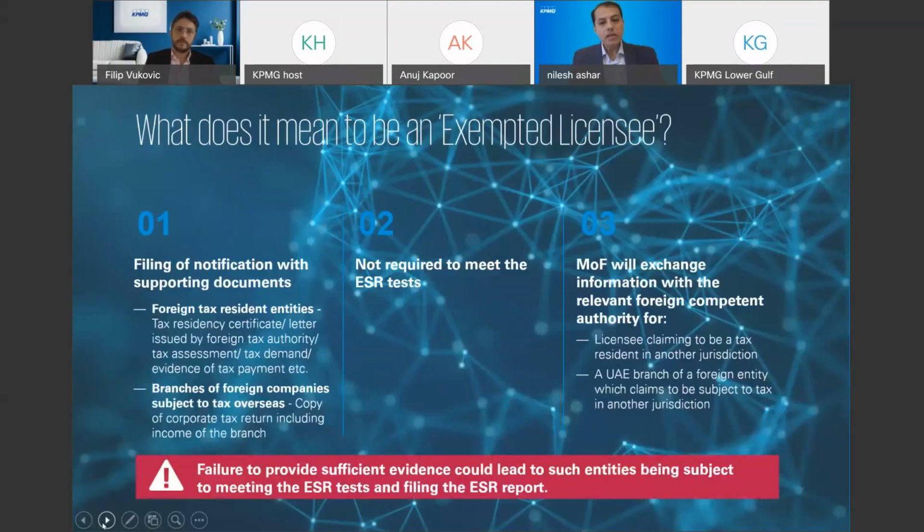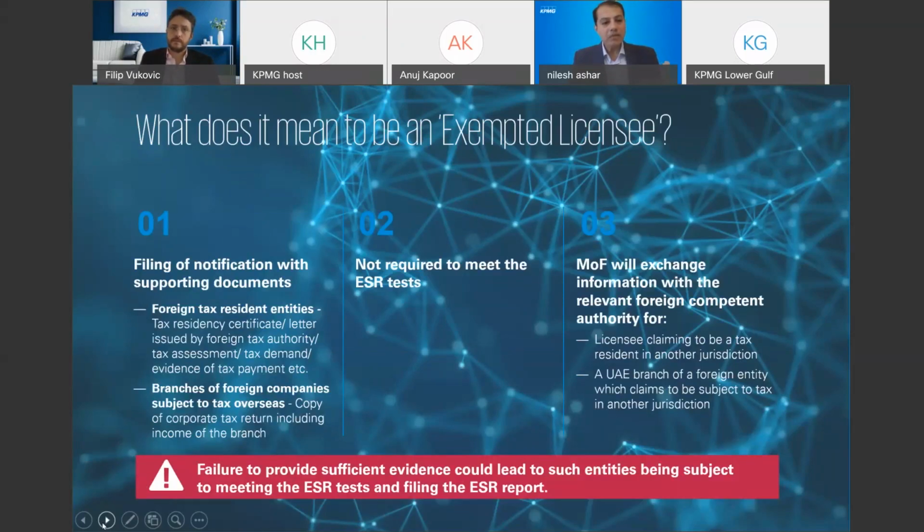I think what this really means to be an exempted licensee, I think it's important to get this right. Exempted licensee does not mean you don't need to do anything. If you are an exempted licensee that carries on a relevant activity, you are still required to file a notification. And along with the notification, sufficient evidence, that's the word the legislation uses, must be included along with your notification.